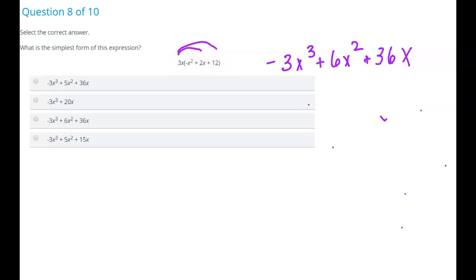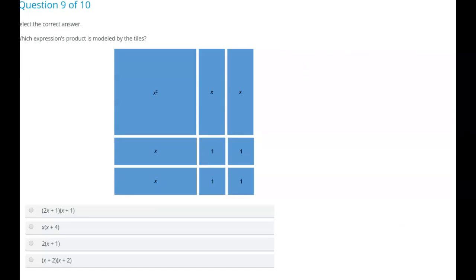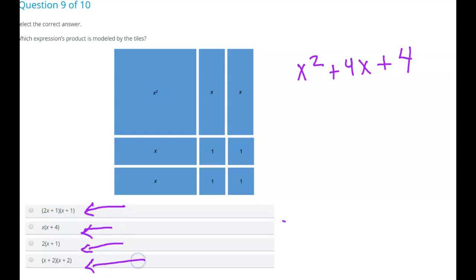All right, number 9. Number 9 has to do with your algebra tiles. So looking at this, if you're multiplying, let's look at our answer. We've got x squared, there's 1x squared. We've got 1, 2, 3, 4, and 4 x's, and then we've got plus 4. So then what I would do is just multiply these through and see which one is the same answer. Don't forget for the last one you're going to FOIL it.